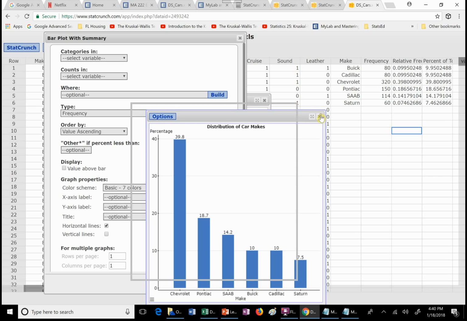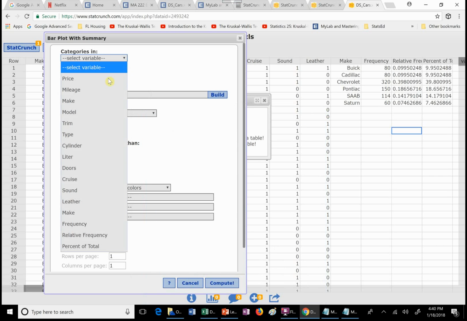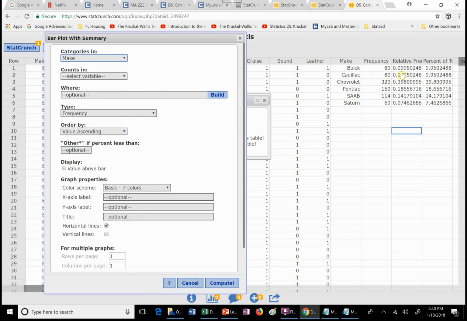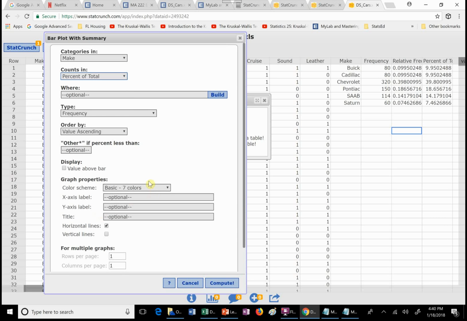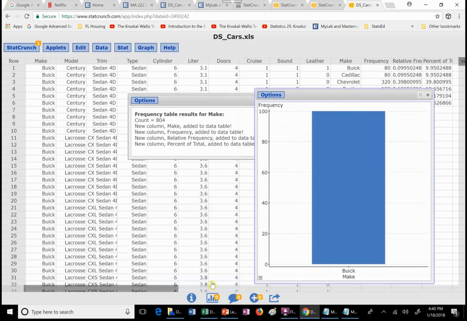I'm going to get rid of this. I'm going to choose make. And then the counts. So now it's asking me for the counts in the table, and I'm going to use the percentage, okay? Percentage of total. That's going to be my counts. All right. So I'm using this column right here, okay? And then you can go ahead and do all the descending and all that stuff. I won't do it. But when you hit compute, hold on.